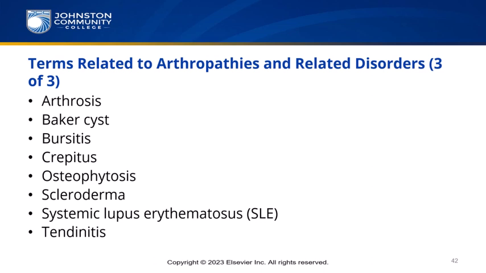Then we have osteophytosis. Phyto means growth and this is an abnormal condition of bony growths in a joint. Heberden nodes are osteophytes of the interphalangeal joints in rheumatoid arthritis. Then we have scleroderma. Sclero means hard and this is a connective tissue disorder that causes hardening and thickening of the skin. Systemic lupus erythematosus. Erythemato is our word part for red, and this is a chronic systemic disorder characterized by a distinctive butterfly rash on the nose and cheeks. Finally, we have tendinitis, which is an inflammation of a tendon.